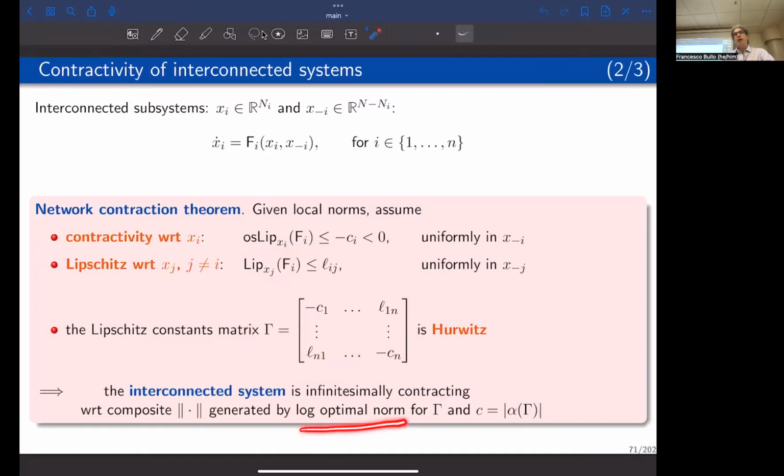That would be a norm in R^n, because this matrix is only describing the interconnection, so it's not on the full space. So this norm you can use as an aggregated norm. From there, you define a composite norm on the full system, and that's the optimal norm. Well, that's the norm with respect to which the contraction rate is just equal to the spectral abscissa of the gain matrix gamma. So that's what we ended up with. So it's a conservative condition, but it's oftentimes easy to check, and you immediately get a contraction rate out of it.